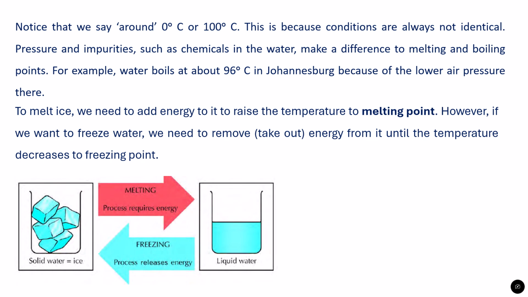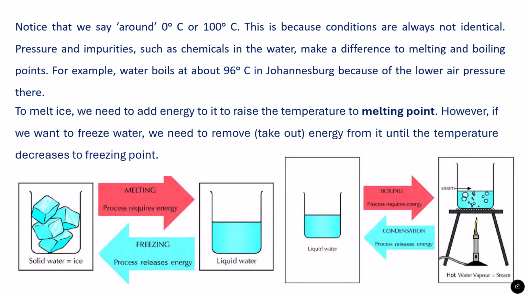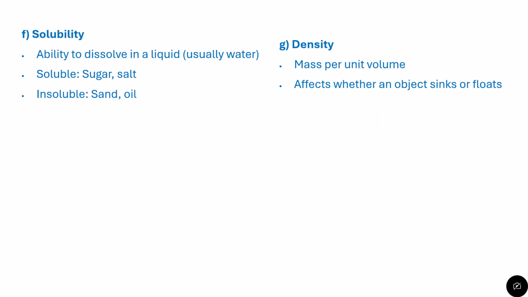If you look at this diagram here, in the picture, you have solid ice. It requires energy to be melted. But when I have it as a liquid and I want to freeze it, you need to release energy so it can be frozen. Also in boiling, if we have the liquid, in the process of reaching boiling point, we add energy, and when we want to condense it, we release energy.